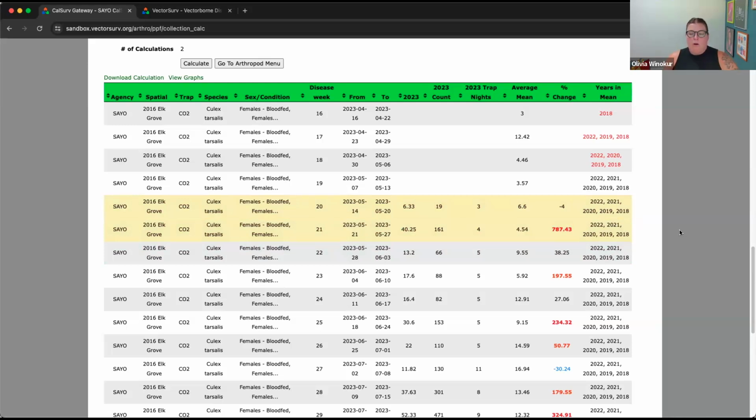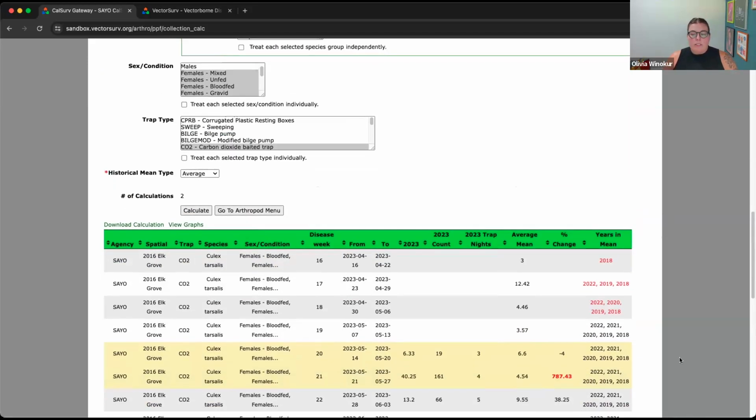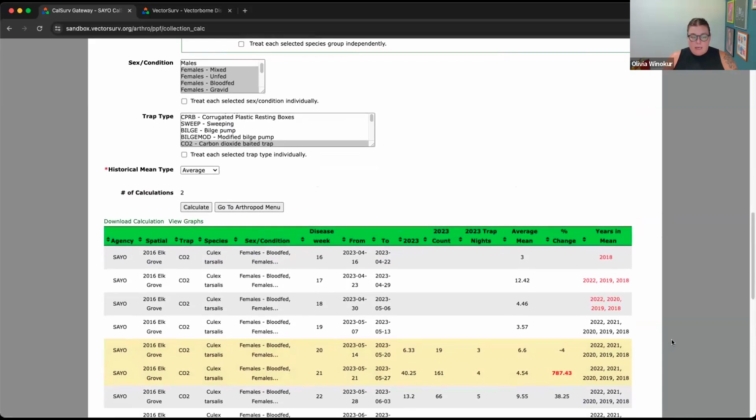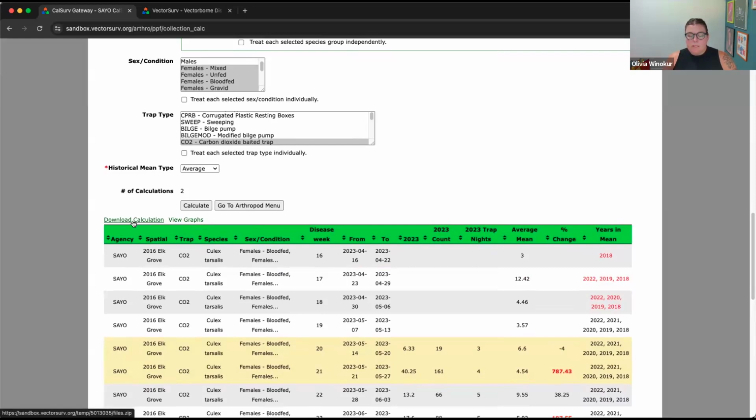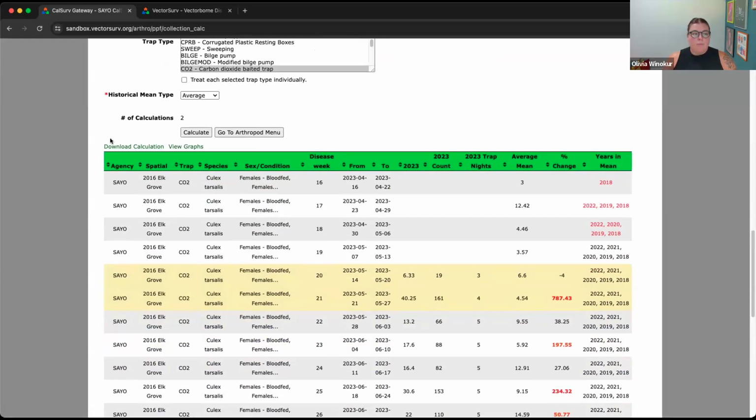So as we talked about earlier, when we were talking about action thresholds, I might have an action threshold that says, if I see more than a 200% change, I enact control based on abundance. So you can see that on a table. You can also download this data if you want to save it or run visualizations in another software or whatever. It'll download an Excel file.